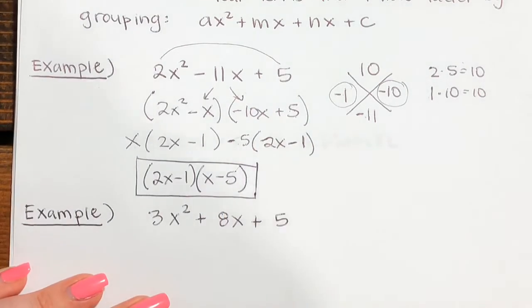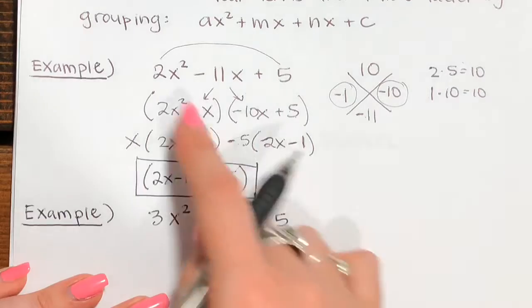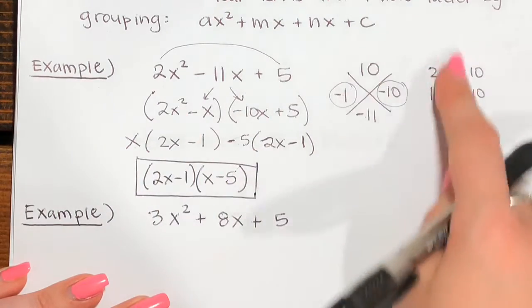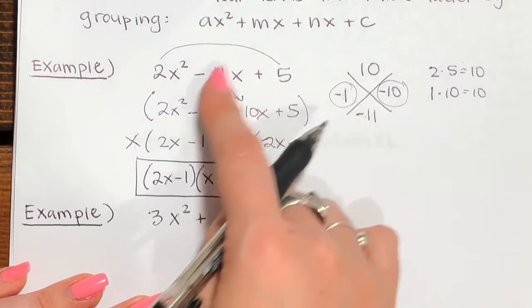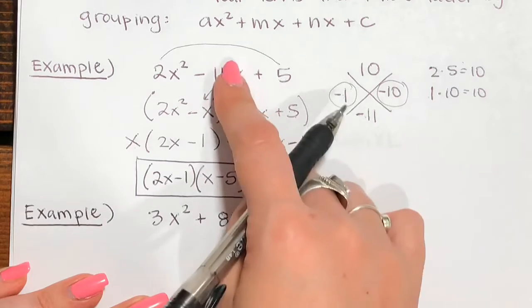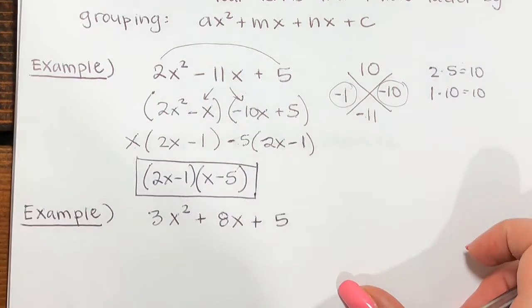So that is how you factor with a trinomial. So once you get to here, it's the same as last time. You just need to do this additional step to split that third or that middle number into two new numbers. So let's look at another one.